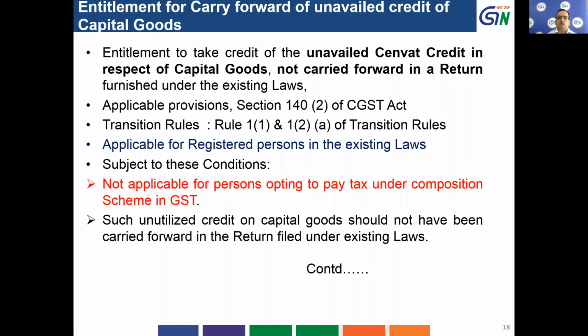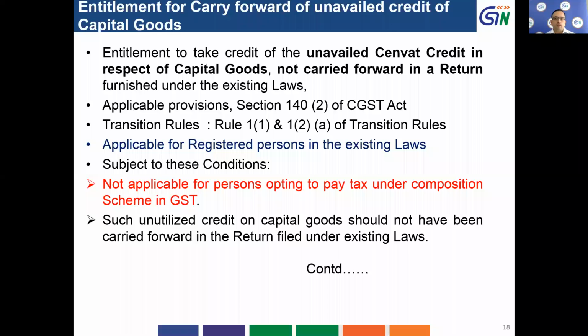Then what we are going to cover is the unavailed Cenvat credit in respect of capital goods. This is Section 142 of the CGST Act, and the transition rules applicable are Rule 1(1) and Rule 1(2)(a) of the transition rules. The existing Cenvat credit rule provides that the Cenvat credit has to be taken 50% in the current financial year, and 50% in the next financial year. If the taxpayer has already shown that credit in his return, then he need not avail this facility because it has already been shown, and he will be entitled to it subject to the condition of Section 141 for the credit in the new regime.